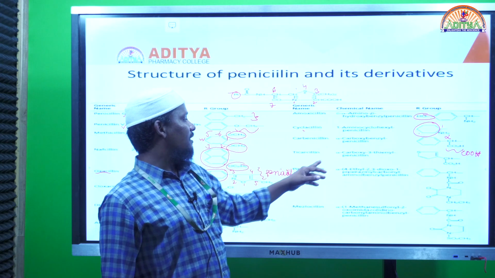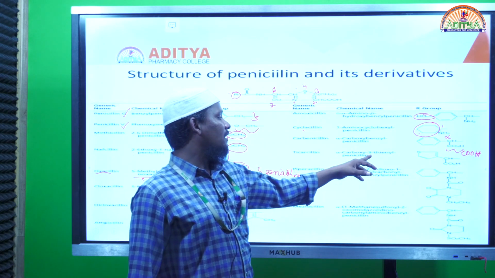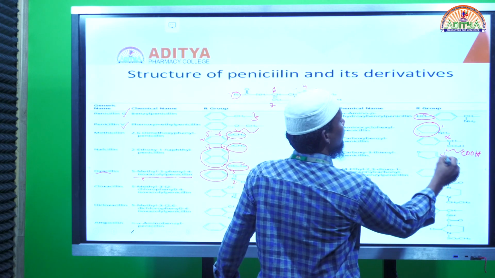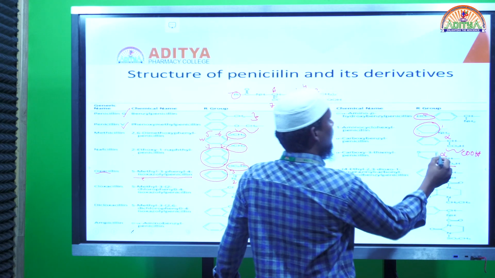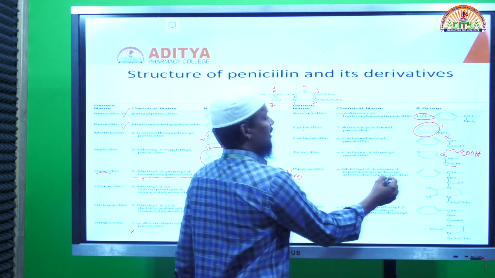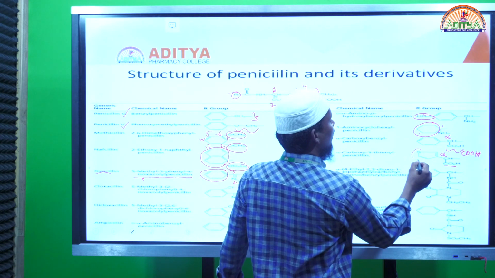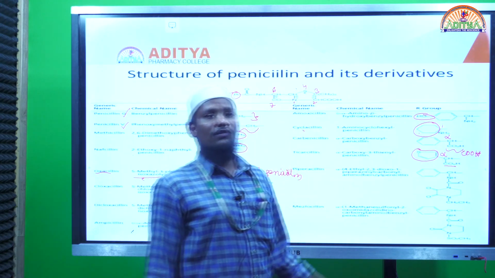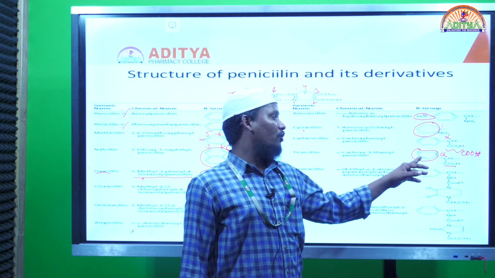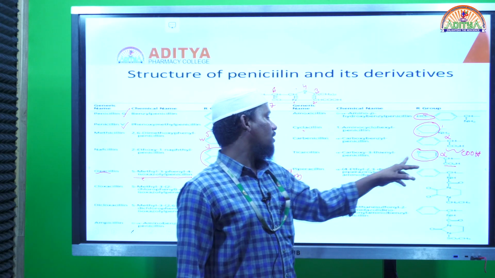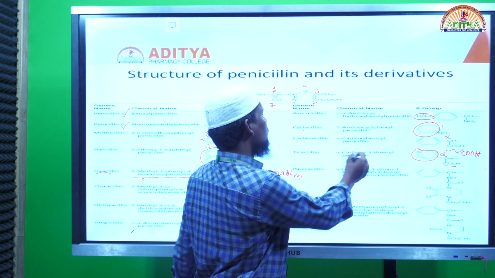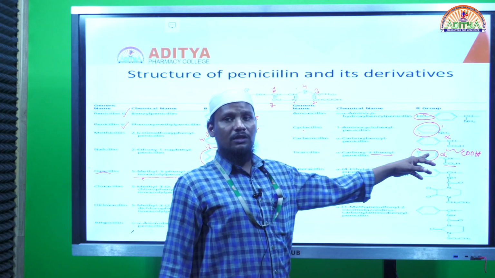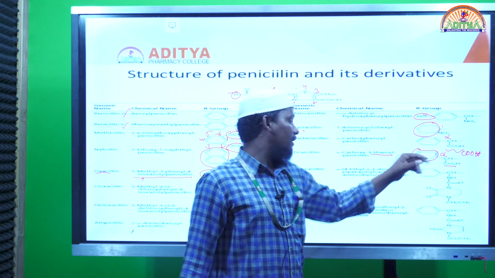So next one, ticarcillin, alpha-carboxy-3-thienyl penicillin. This is called thiophene, a 5-membered ring with the presence of a sulfur atom, but according to heterocyclic nomenclature, it is called thienyl, because it contains an unsaturation, a double bond.